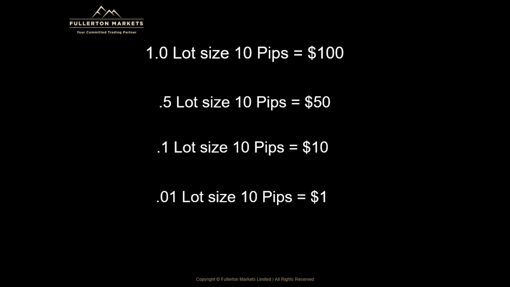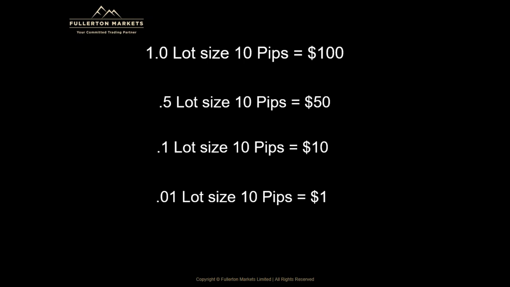Now, what do I mean when I say trade small lot sizes? Well, I will tell you, micro lots. Trade with micro lots. And that means 0.01, 0.02, 0.03, okay? A mini lot is 0.1, 0.2, 0.3, etc. A standard lot is 1.0 or higher. When I say trade with small lots, I'm talking about micro lots.